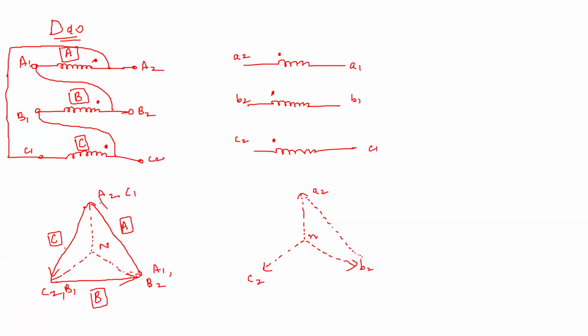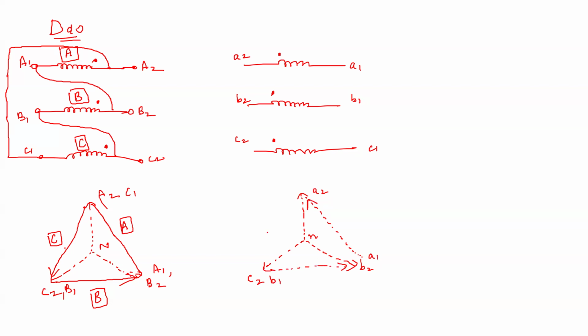So A2 is up and A1 is down. So this A2 should be here and A1 is down. Okay. Then B2 B1 has to be in phase for this B group. So B2 is here, so B1 has to be here, because this is the vector like this, right?